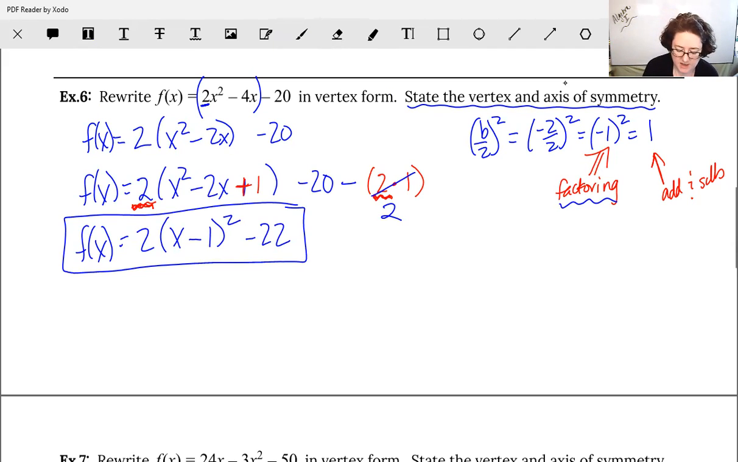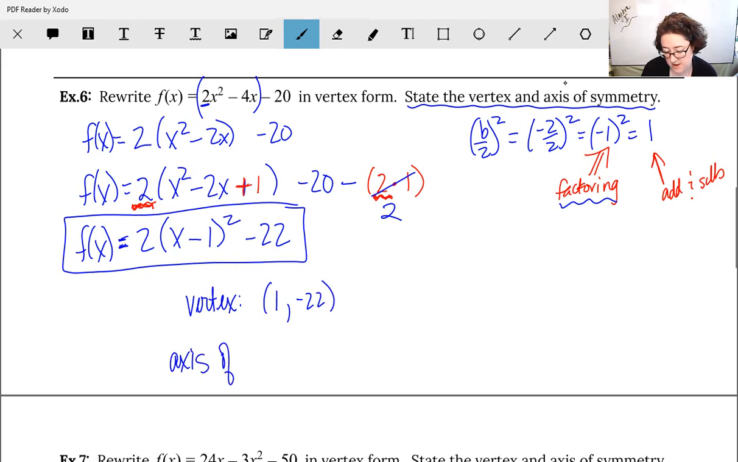So just looking at that equation, the same way that we did our transformations in the first unit, we can actually pick out our vertex. This expression had to move to the right 1 because of the -1, and down 22 because of the -22. And then new from the beginning of this unit, our axis of symmetry, that's just our x value from our vertex. So that's just x equals 1.